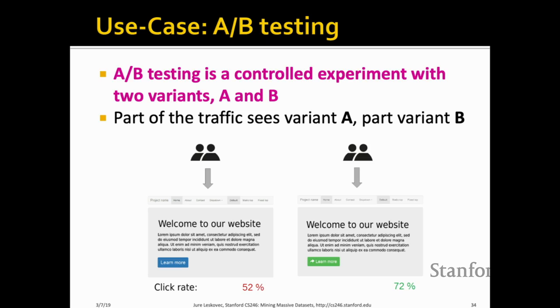So you want to test if the intuition of your web designer is correct or not, okay? And that's how you make it happen. You route part of the traffic on condition A, part of the traffic on condition B, and then you're going to be computing what is the click rate on that button over time.